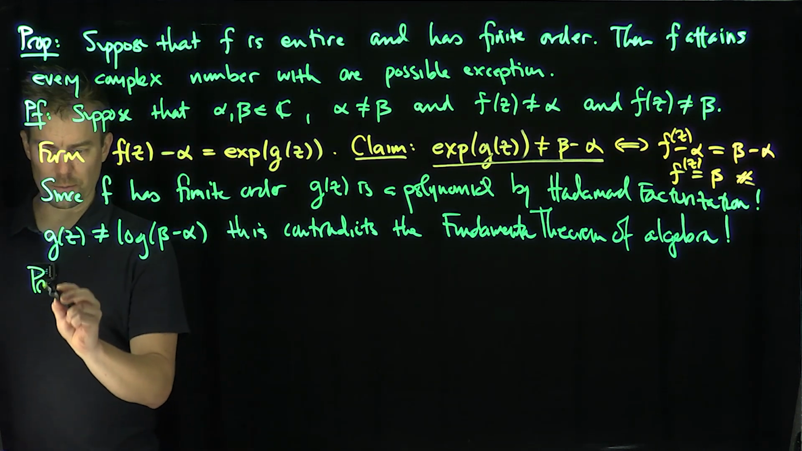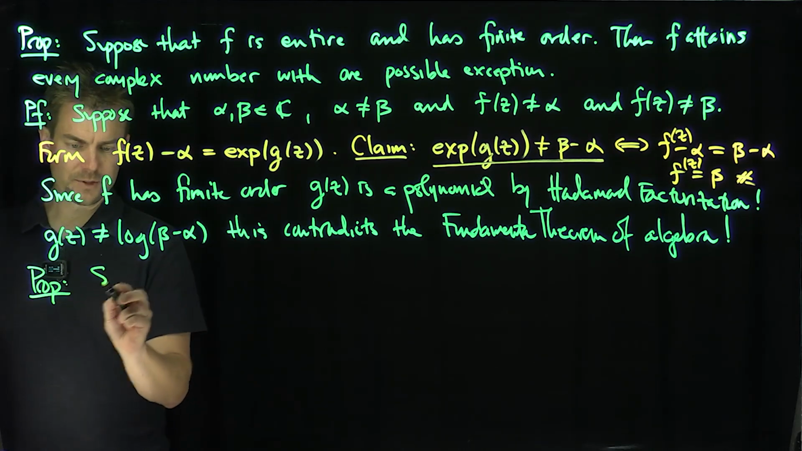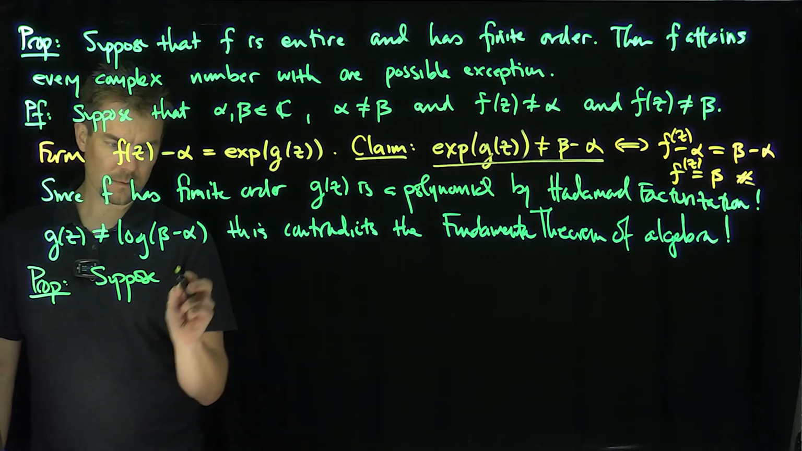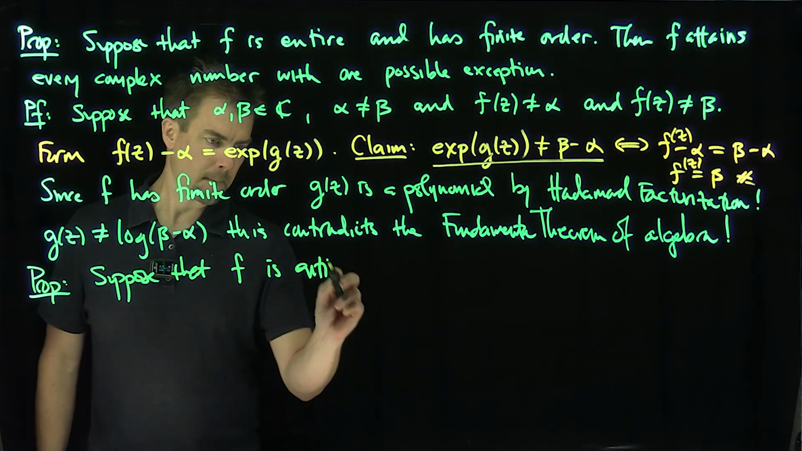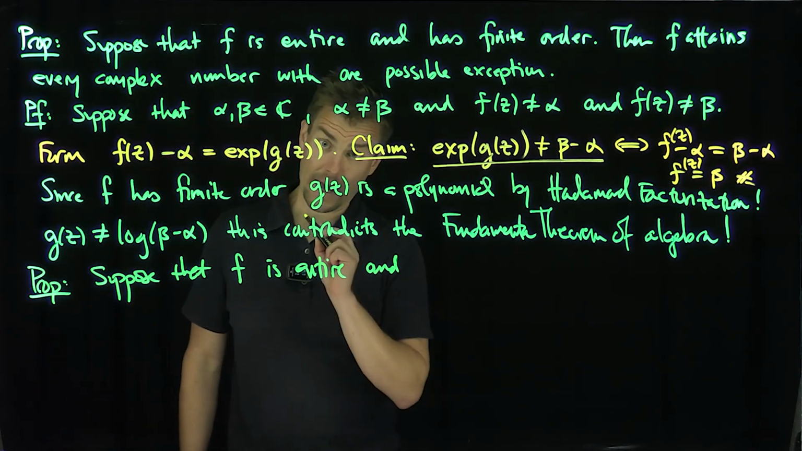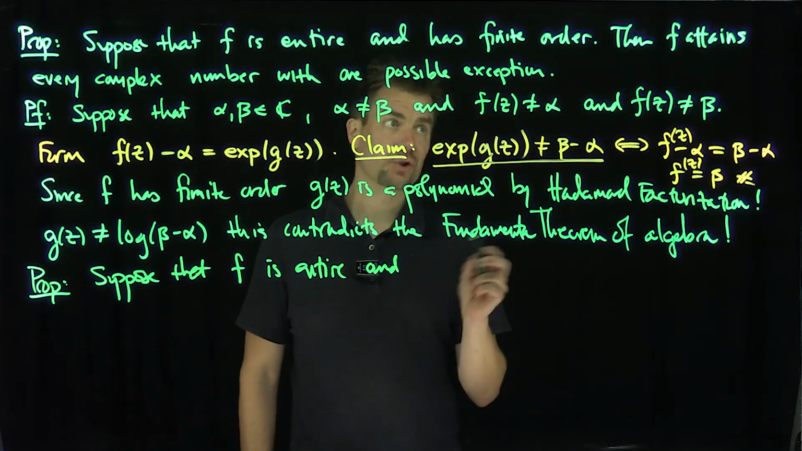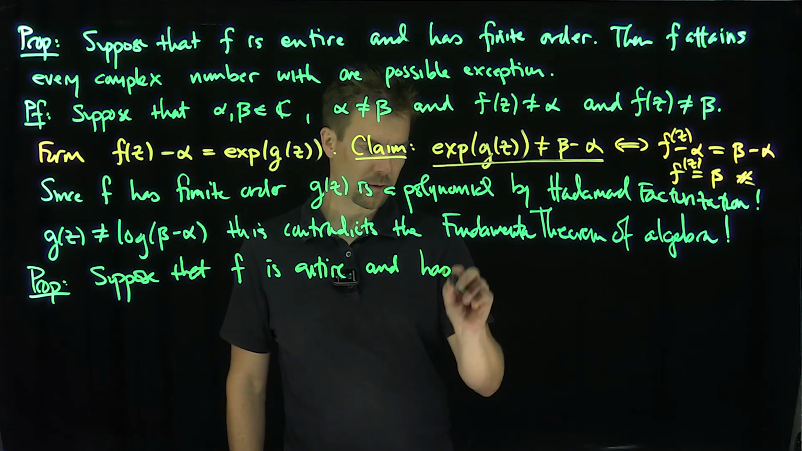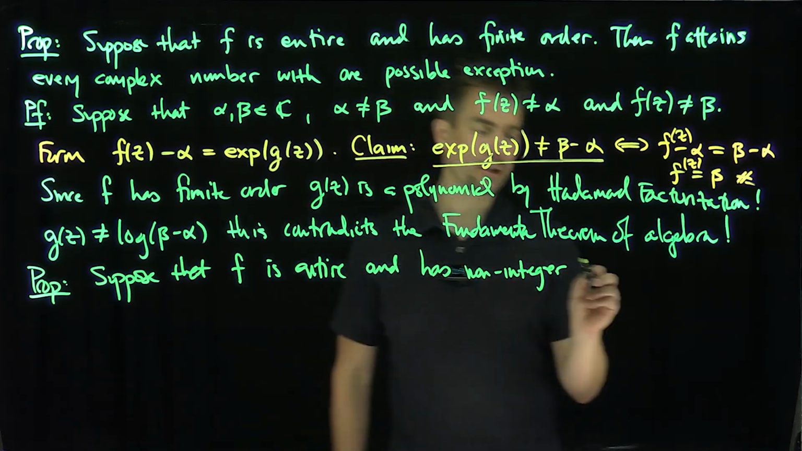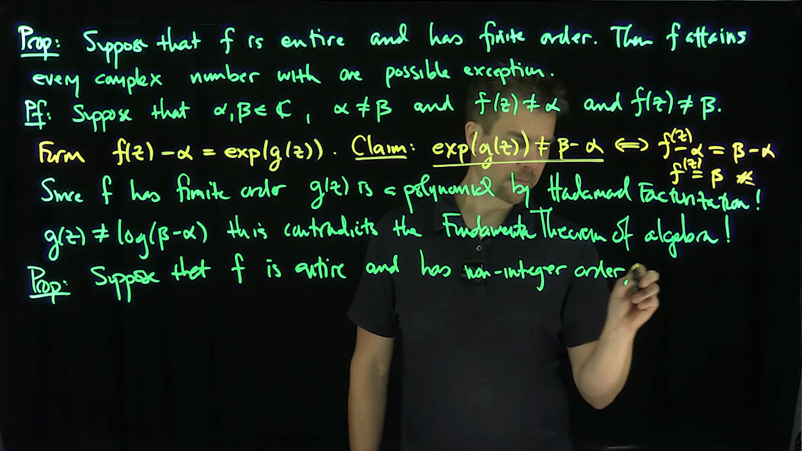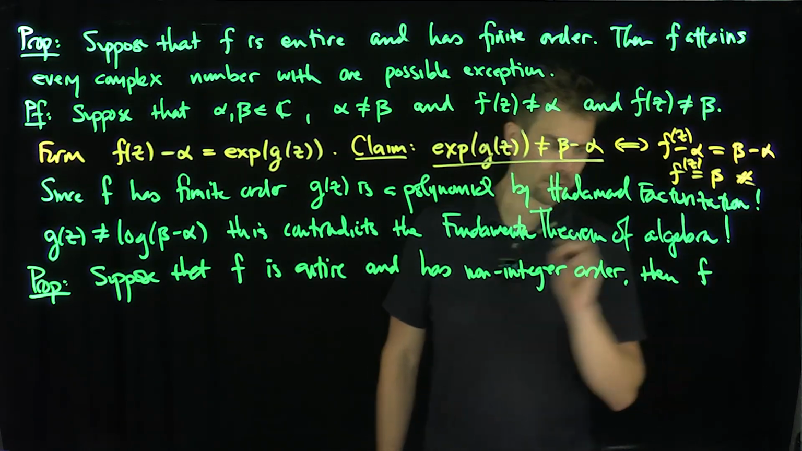Here's the second proposition we're going to prove. Suppose that f is entire and has fractional, non-integer order. Then f has infinitely many roots.